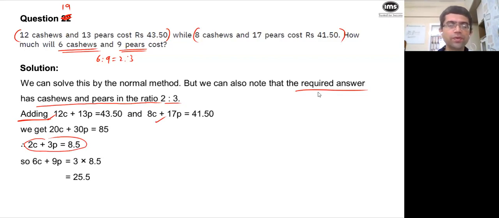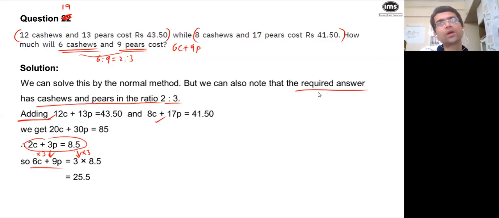Right? 8.5 is 2c plus 3p. What do we need? We need 6c plus 9p. Can we just get it by multiplying this equation by 3? Okay, so we can multiply 2c plus 3p by 3, correct? And even this side by 3. Multiply both sides by 3, you get what you want, 6c plus 9p.